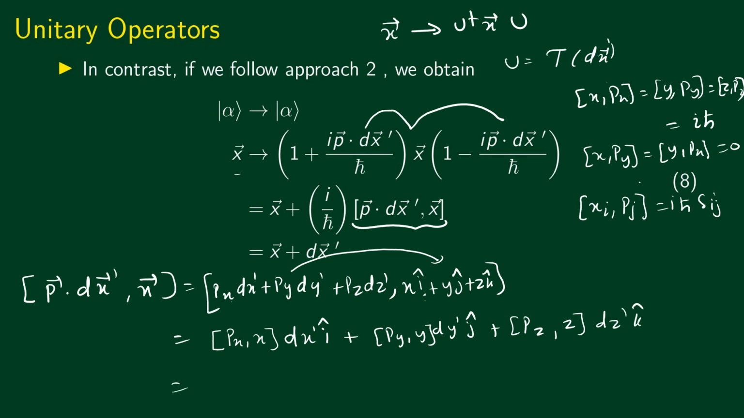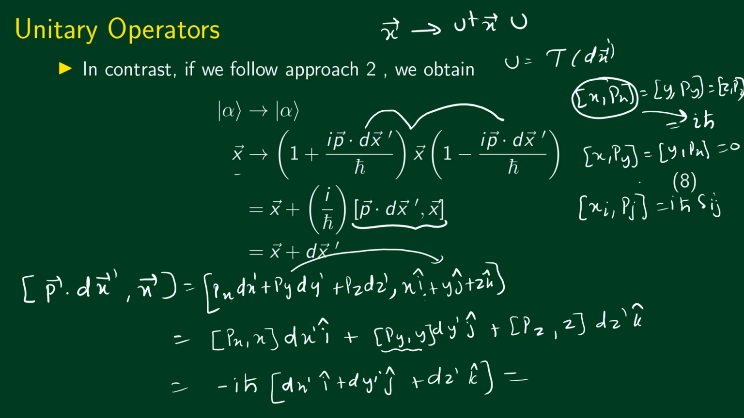Now we know that the commutator of x with px is ih bar. That means that the commutator of px with x is minus ih bar. The commutator is antisymmetric. Similarly, this is also minus ih bar, and this is also minus ih bar. So let me take this minus ih bar common outside from all these terms, and we have dx prime i hat plus dy prime j hat plus dz prime k hat.